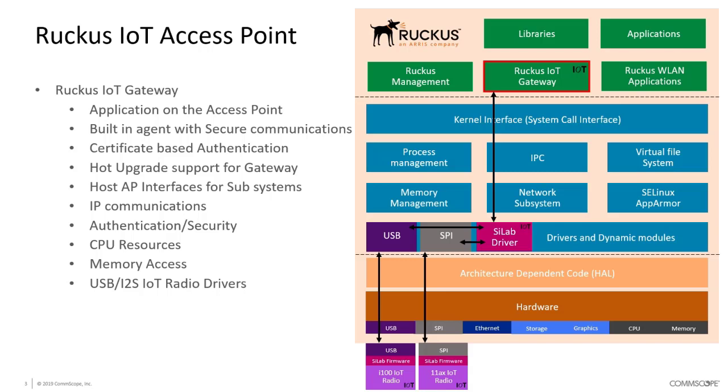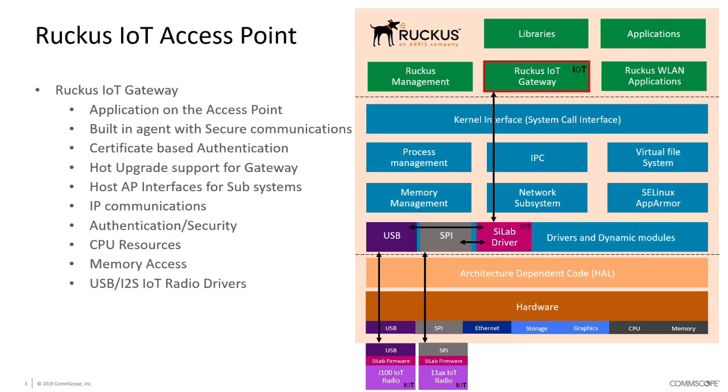We actually provide a communication from the IoT gateway to the IoT controller using IP, because IP allows us a lot more flexibility within the network, and it also means that we don't need to open up a whole lot of additional security concerns within people's existing deployed network.